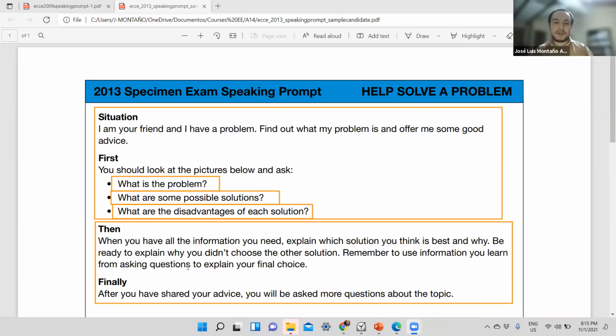Perfect. Thank you very much, Majo. So actually, this is the structure, all right? This is the structure of this test. This is the ECC. This is the Cambridge, Michigan test, and it's divided in this part. You have one problem, okay? And you have to find out what's happening by asking those questions. When you ask those questions, the examiner, in this case, I am going to give you the answers. This is the problem. These are the possible solutions. And these are the disadvantages, right, of each solution.